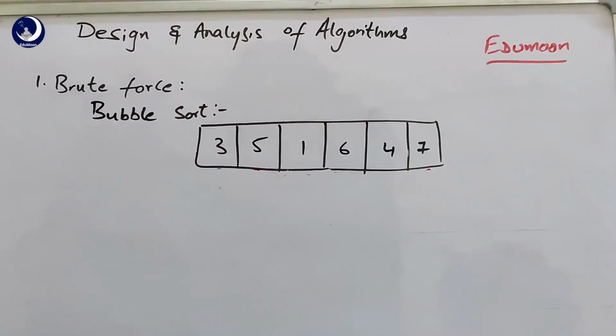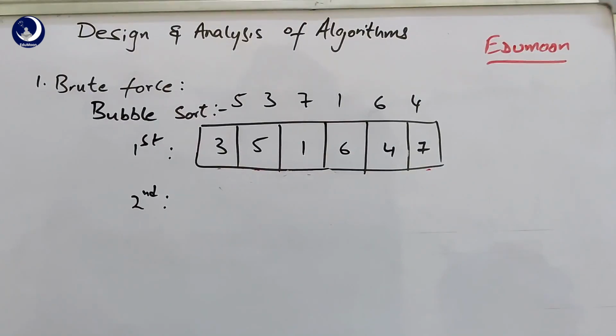So this is the first iteration. This is the first iteration after swapping all the numbers. So the highest element 7 will be in its position. So the numbers actually we have taken are 537164, but after swapping you can see that the highest element 7 is in the last position. This is the first iteration.